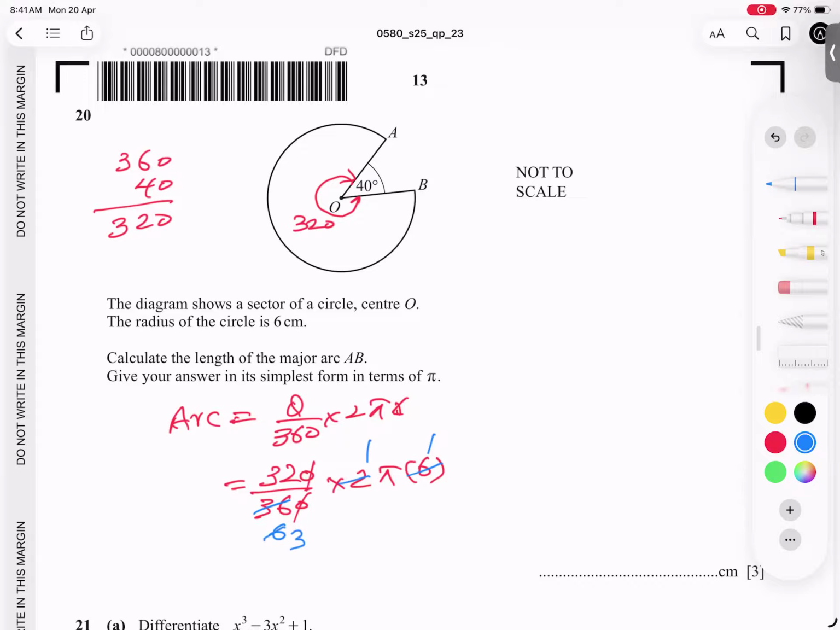Okay. And if we check it, I think further we cannot simplify anymore. 32 left on top and 3 left down. So 32 over 3 pi. And this is my final answer.